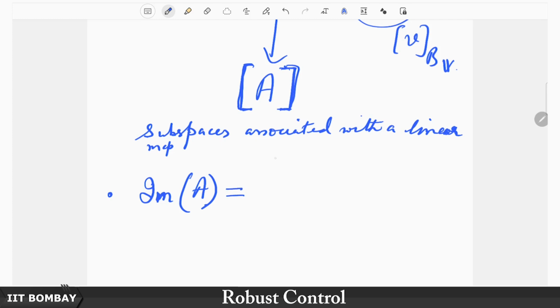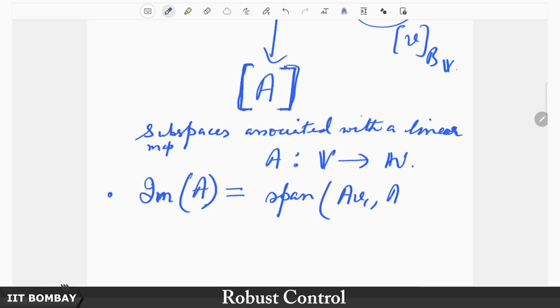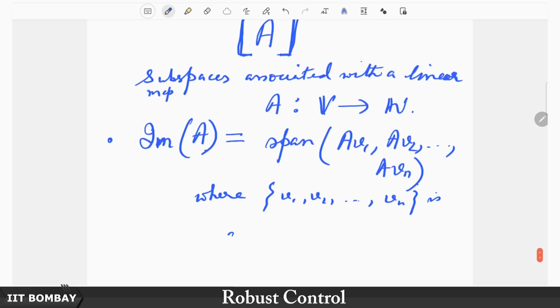You see, if A is a linear map from V to W, then this image of A is basically nothing but the span of AV1, AV2, ..., AVn, where V1, V2, ..., Vn is a basis for the vector space V.